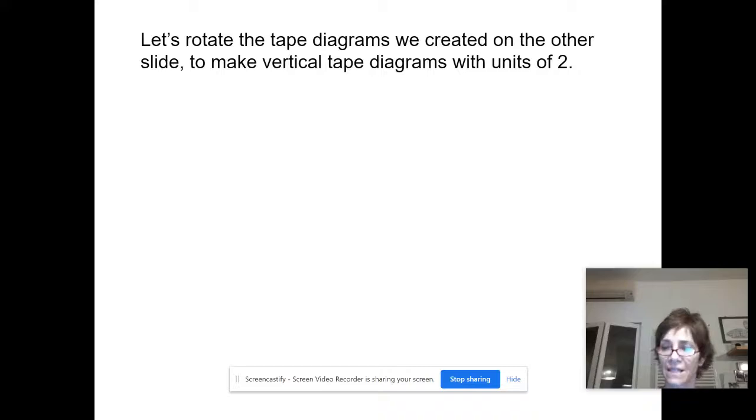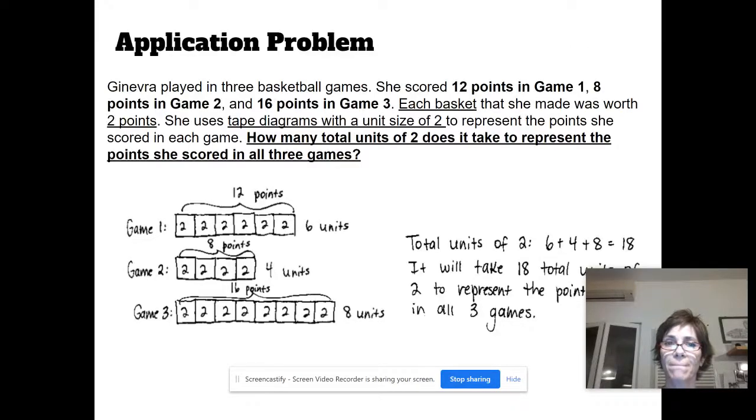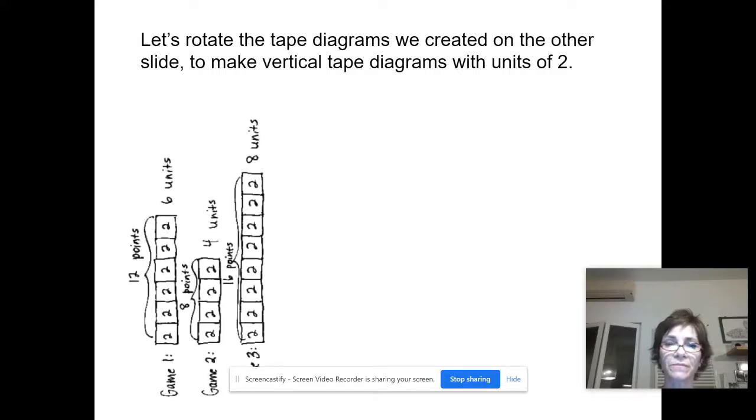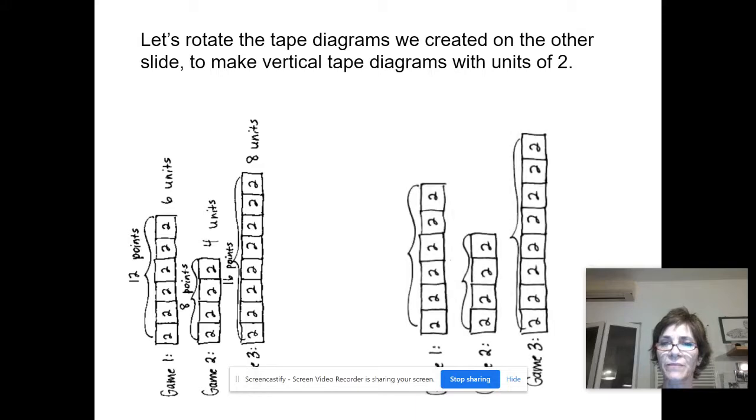Let's rotate these tape diagrams. Let's rotate them to make vertical tape diagrams, okay, with units of 2. Here you go. So it's the same tape diagrams. We rotated them vertically. You see game 1 with 6 units of 2, game 2 with 4 units of 2, and game 3 with 8 units of 2, right?